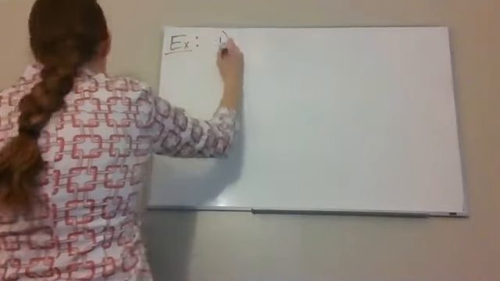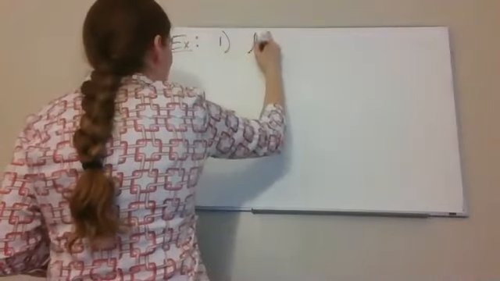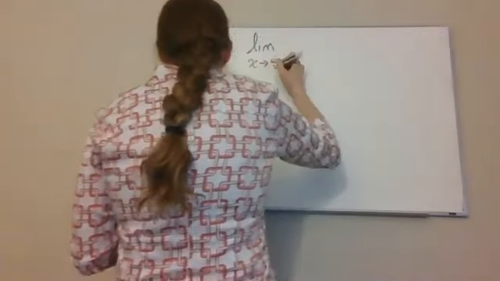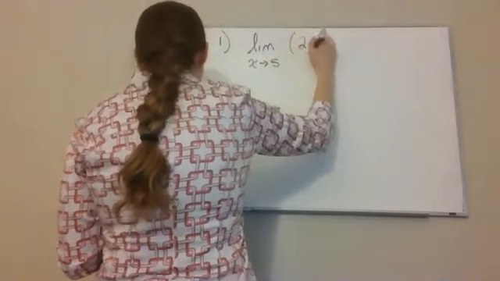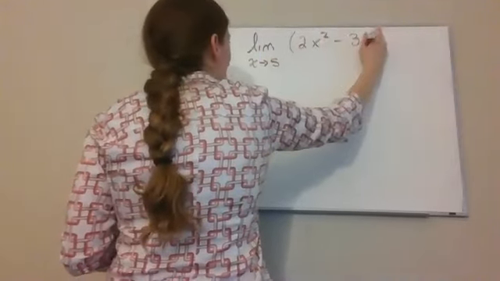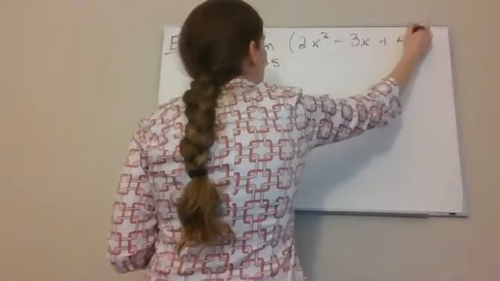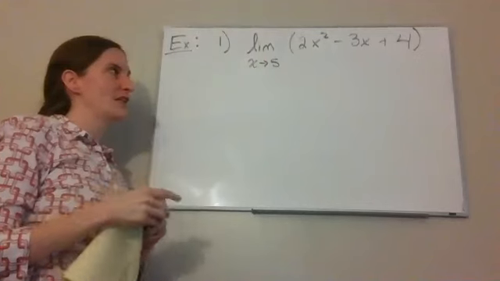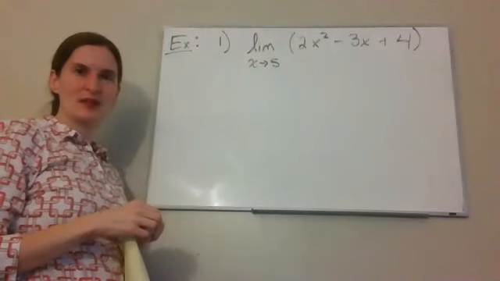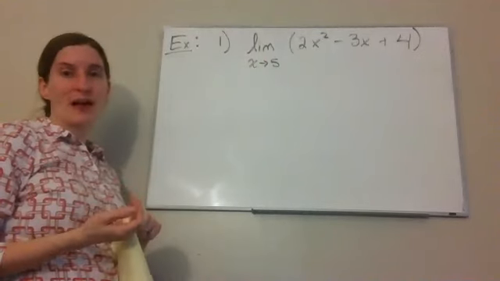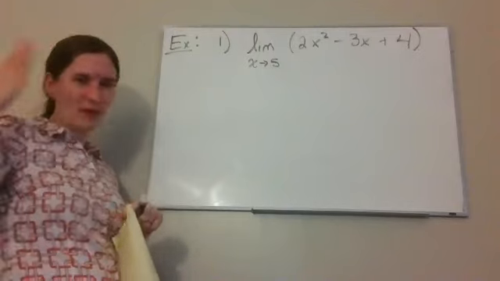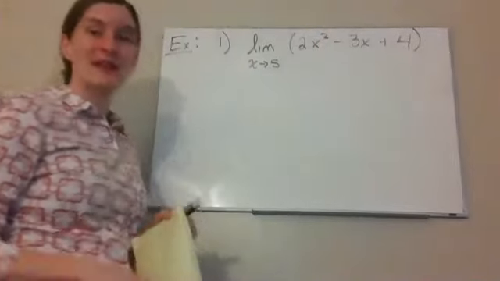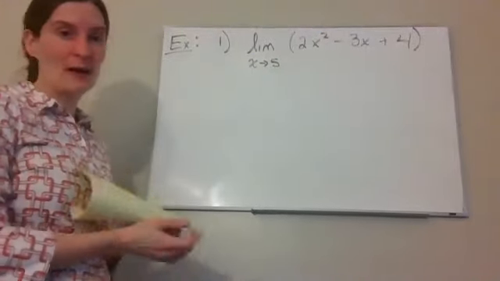First example, we're going to do the limit as x approaches 5 of 2x squared minus 3x plus 4. Now, based on all the limit laws that I just wrote down, I could split this up into 3 different limits, but honestly, the way I usually do it is I remember those limit laws in the back of my head and just think about applying it to each piece without actually rewriting it that way.